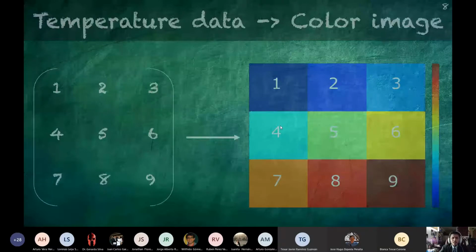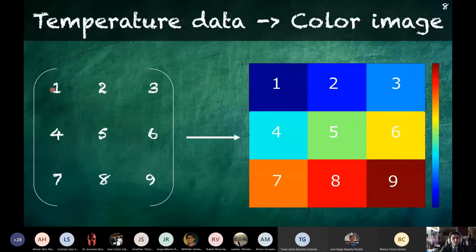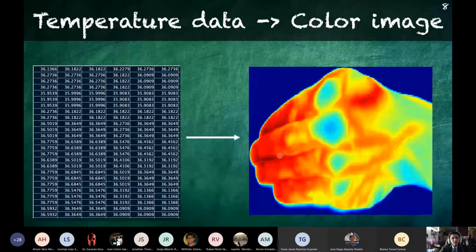At this point, I would like to make a parenthesis to clarify that given an array of values, for example this array of 3 by 3, it is possible to interpret them as a color image with a color scale. For instance, the lowest value will correspond to the blue color, and the highest value, 9, will correspond to the color red. In such a way, these temperature maps, which are arrays of values, can be interpreted as what is commonly known as an IR image, in which every color intensity is directly related to the temperature intensity.